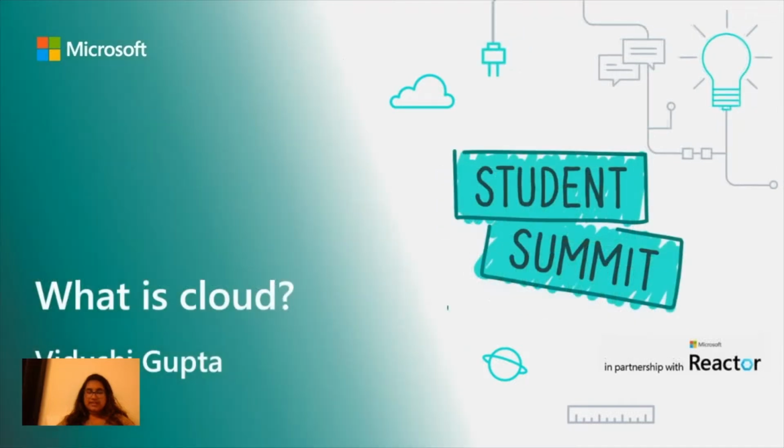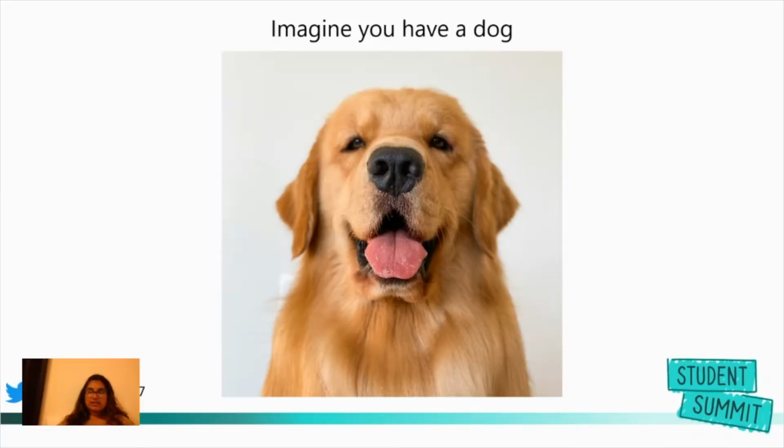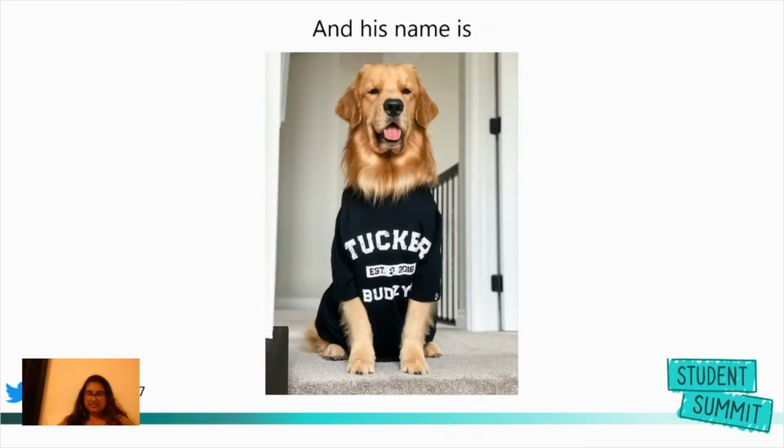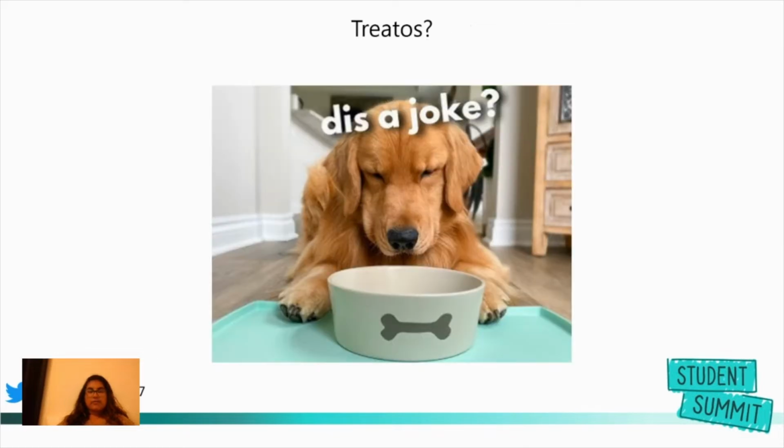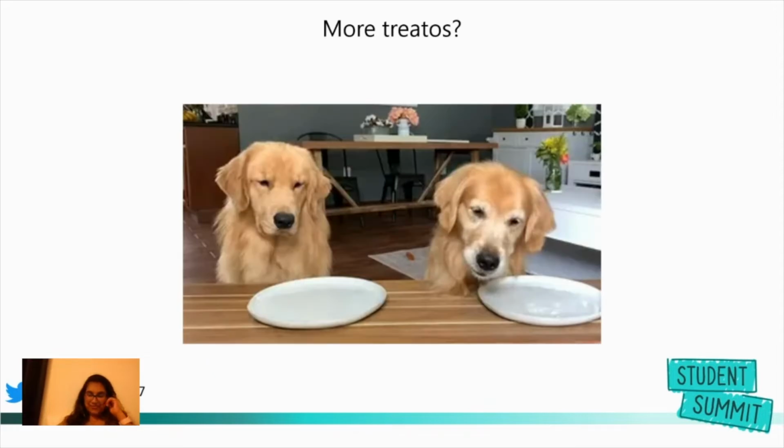Awesome. So let's dive into what cloud is. We're going to be looking at an interesting scenario here to understand along the way what cloud is and what are its advantages. So let's imagine you have a dog. This dog right here is going to be very famous to a lot of people, and also has won many awards. He's a golden retriever and his name is Tucker. So you have a dog, and the dog's name is Tucker. Tucker always likes Cheetos, wants more Cheetos, and never gets full of Cheetos.